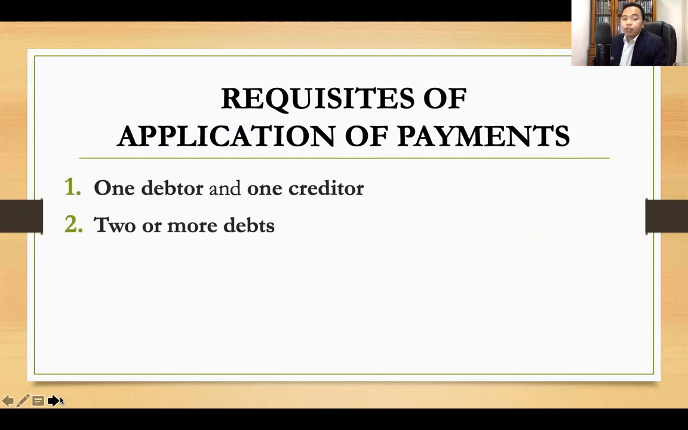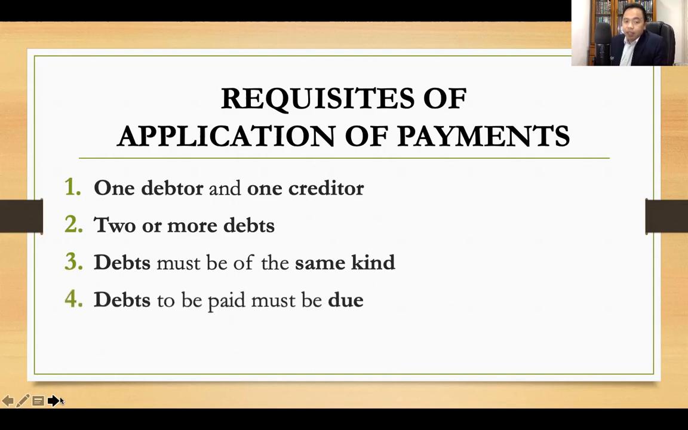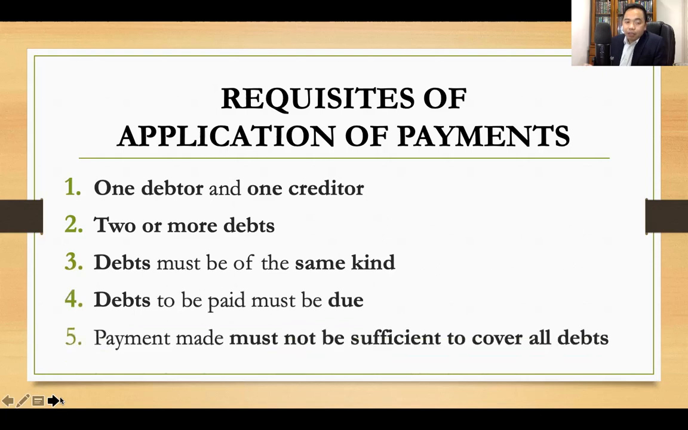The law requires that there are two or more debts because otherwise, if there is only one debt, then you do not need to apply your payment because you will only be applying that payment to that particular obligation. So application of payments again presupposes that there are two or more debts of the same kind existing between the creditor and the debtor. Three, debts must be of the same kind. And four, debts to be paid must be due.